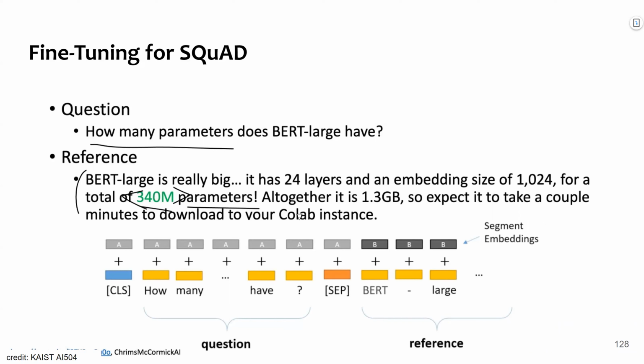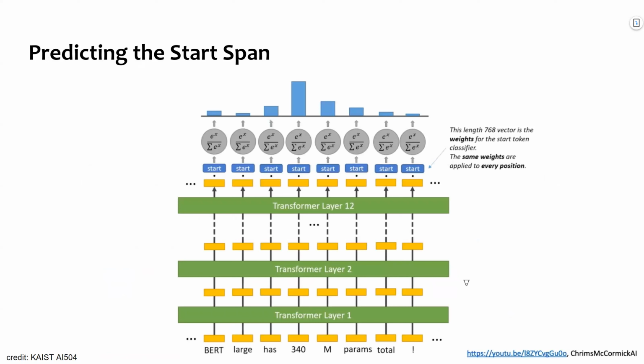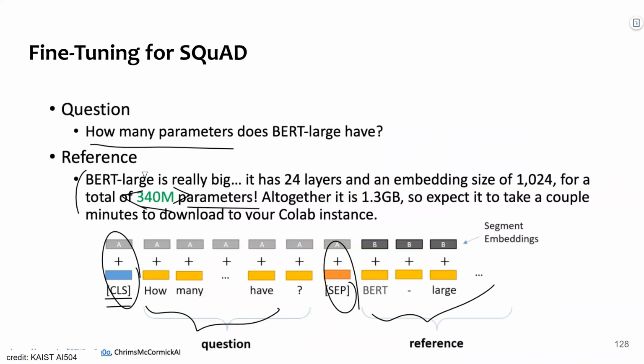And to solve this SQuAD task, following the CLS token, we add the question sentence, add the separation token, and add the reference text like this. And what we do is let this BERT model predict the start span. The start span means where the answer for this question starts and ends.